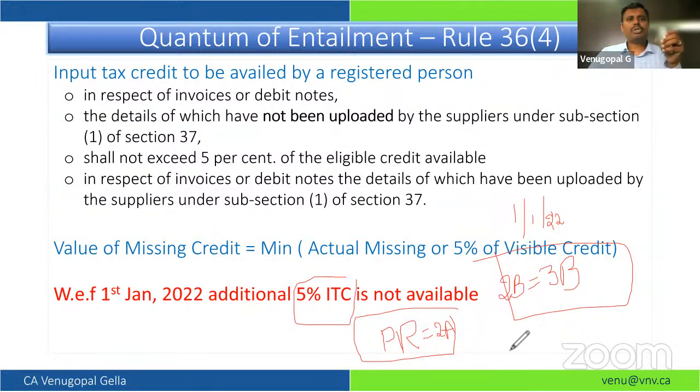That means my books of accounts showed 100. In my GSTR 3B, can I take 100? The answer was, look at GSTR 2B. If in GSTR 2B only 90 is there, then 90 plus 5%, which is 4 rupees 50 paise, you can avail 94 rupees 50 paise only.